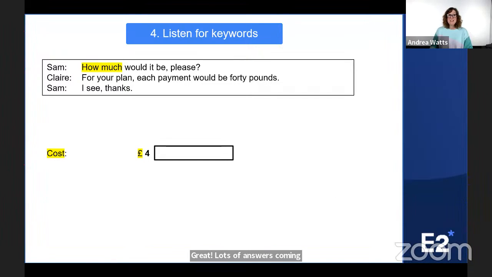So he says, how much would it be? Which of course means he's talking about the cost. She says each payment would be £40. So the answer is the number 40 or the word 40. You can write both of those, either of those. Both of those are correct. Not 14. So remember, numbers in English do sound quite similar, but she said 40.